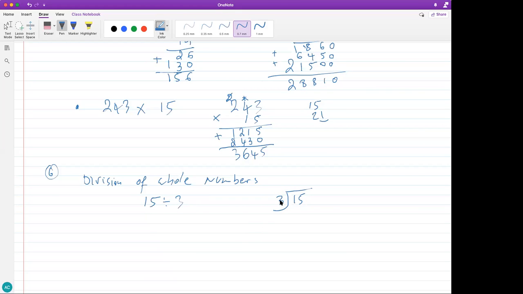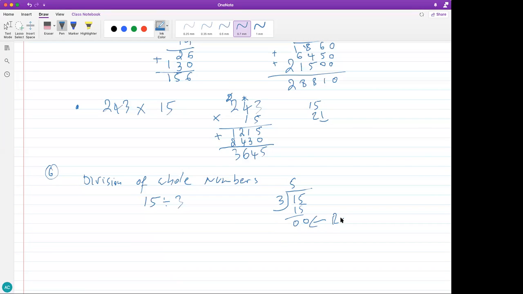Now, here's what you do. You try to do 3 into just the one digit, into 1, and see if it goes into it. Does 3 go into 1? No, it does not. So now we're going to consider 2 digits. How many times does 3 go into 15? You said it's 5. 5 times 3 is 15, and we're done.